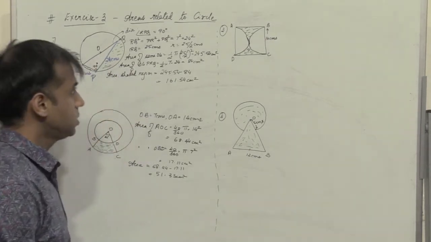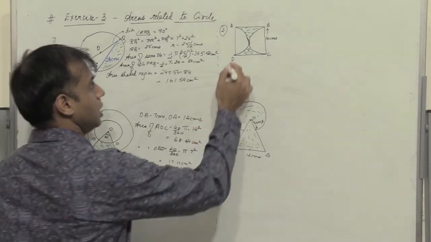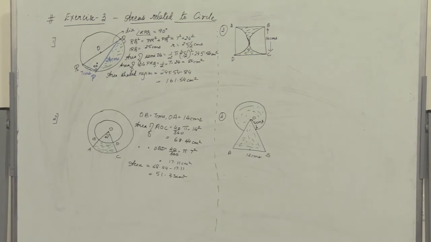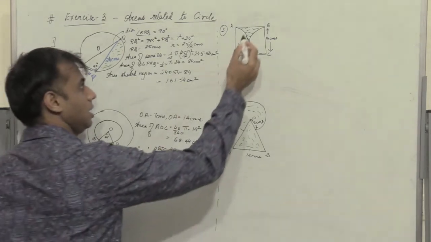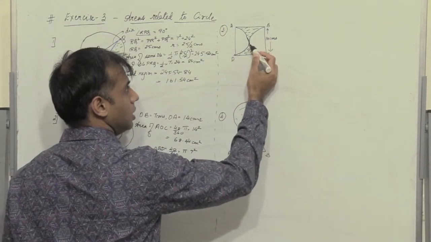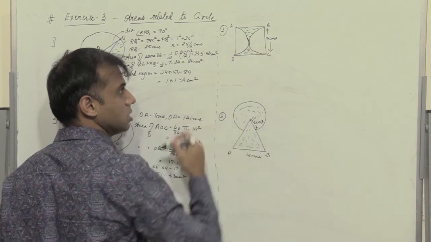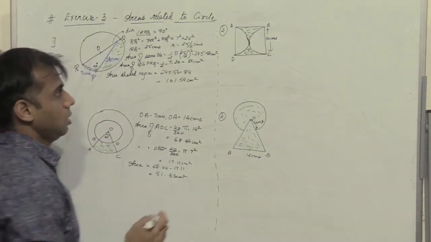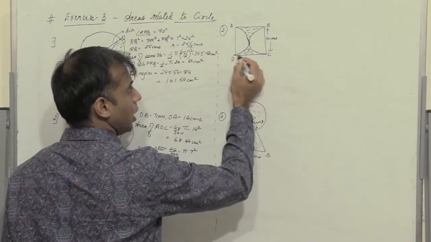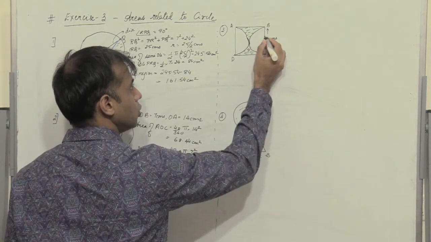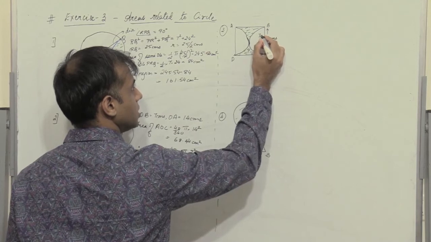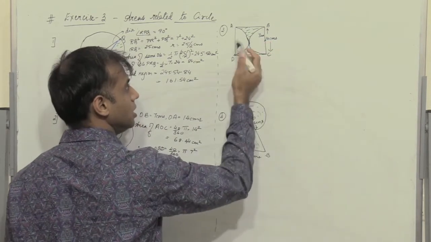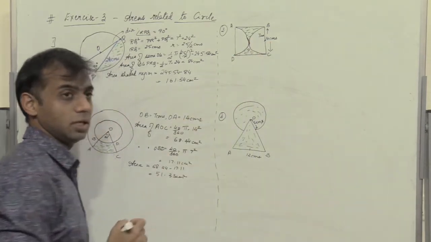So next, problem 3, there is a square. ABCD is a square and the side is 14 centimeters. And we need to find the area of the shaded region if you have two semicircles which touch at point P. Now this is a square, so therefore the radius of this semicircle would be 7 centimeters. So this is one semicircle of radius 7 and this is another semicircle of radius 7.